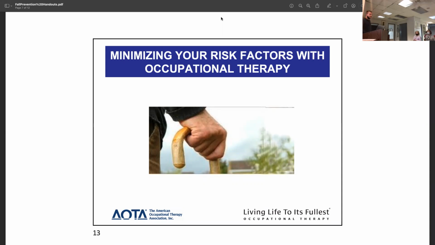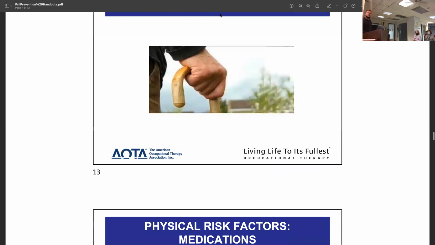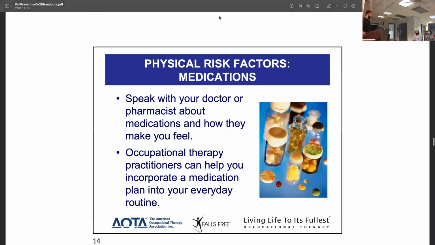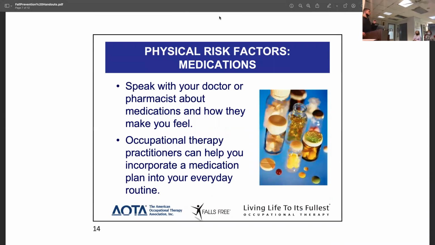To discuss specifics, let's frame our conversation around the different types of risk factors: physical, environmental, and behavioral. And I'll highlight just a few key fall risk factors and occupational therapy's role in addressing them. So when it comes to physical risk factors, medication interactions, impaired vision, and poor balance are very powerful influences on fall risk. So those are things that may lead to a greater risk at falling, not necessarily a fall specifically, but a greater risk.